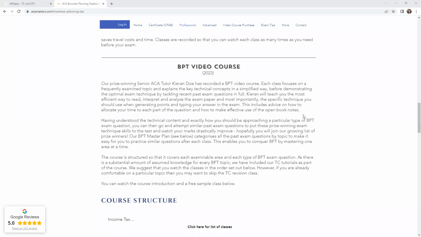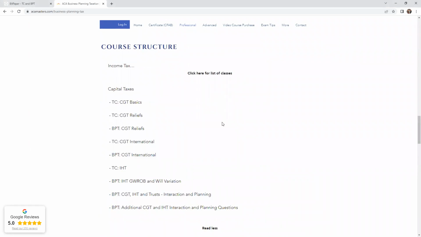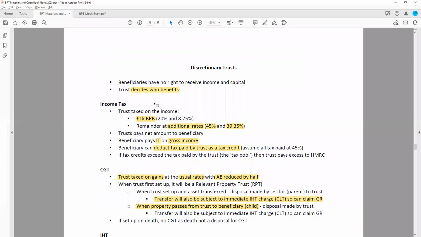So this question follows on quite nicely from those capital taxes classes we looked at earlier. We looked initially at all the CGT reliefs and questions around that, whether to claim the deferral relief or not. And then we looked at a lot of IHT and CGT planning questions, including with some trusts in them as well. So it does clearly fit in really well with those classes.